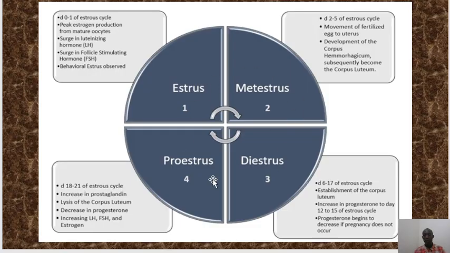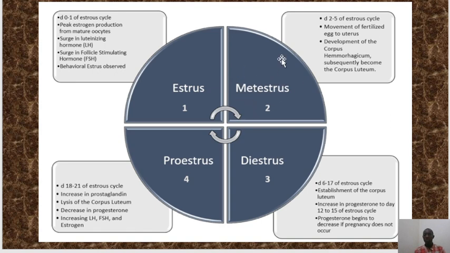This is the cycle. You have seen that from proestrous you go to estrous, metastrous, and diastrous. Here it is when the cow is on heat, you shall see signs, and here we shall have the surge of the luteinizing hormone that will cause ovulation. And after 24 hours, within the metastrous, now a cow will ovulate. Within estrous, we shall see those behaviors of heat. In metastrous, now we shall see our cow has ovulated, then we shall see the corpus luteum developing.